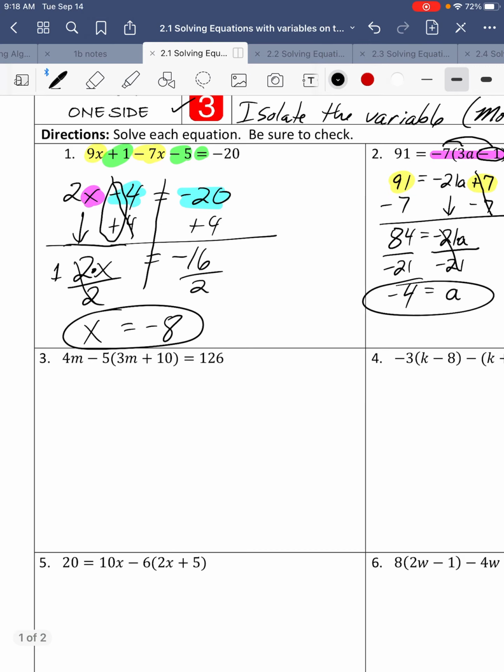All right, moving on to number 3. We got a more complicated problem here. So we have subtraction on the outside, and we have a multiplication on the outside. You always have to do the multiplication first. So let's do that. We have a negative 5, bring the negative with it, times negative 3. So the 4m comes down.